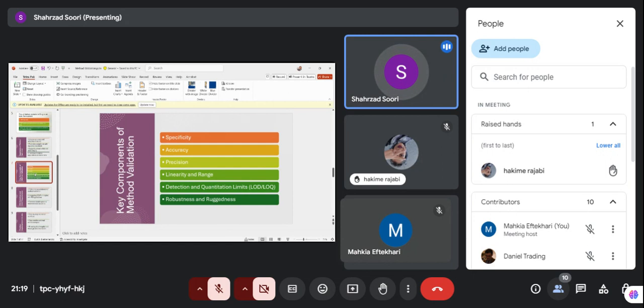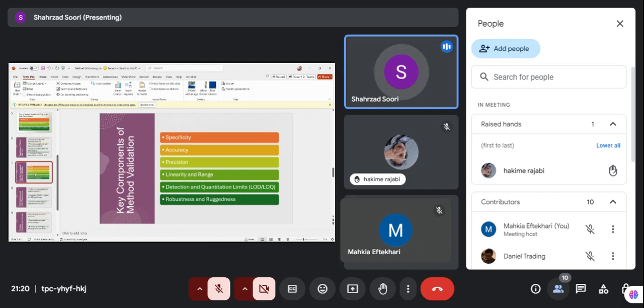The second one is accuracy. How close are the results to their true values? This ensures that the method measures what it claims to measure. And the third one is precision. Precision focuses on reproducibility. For example, if a method is applied multiple times under the same condition, do the results remain consistent or not? It's really important.